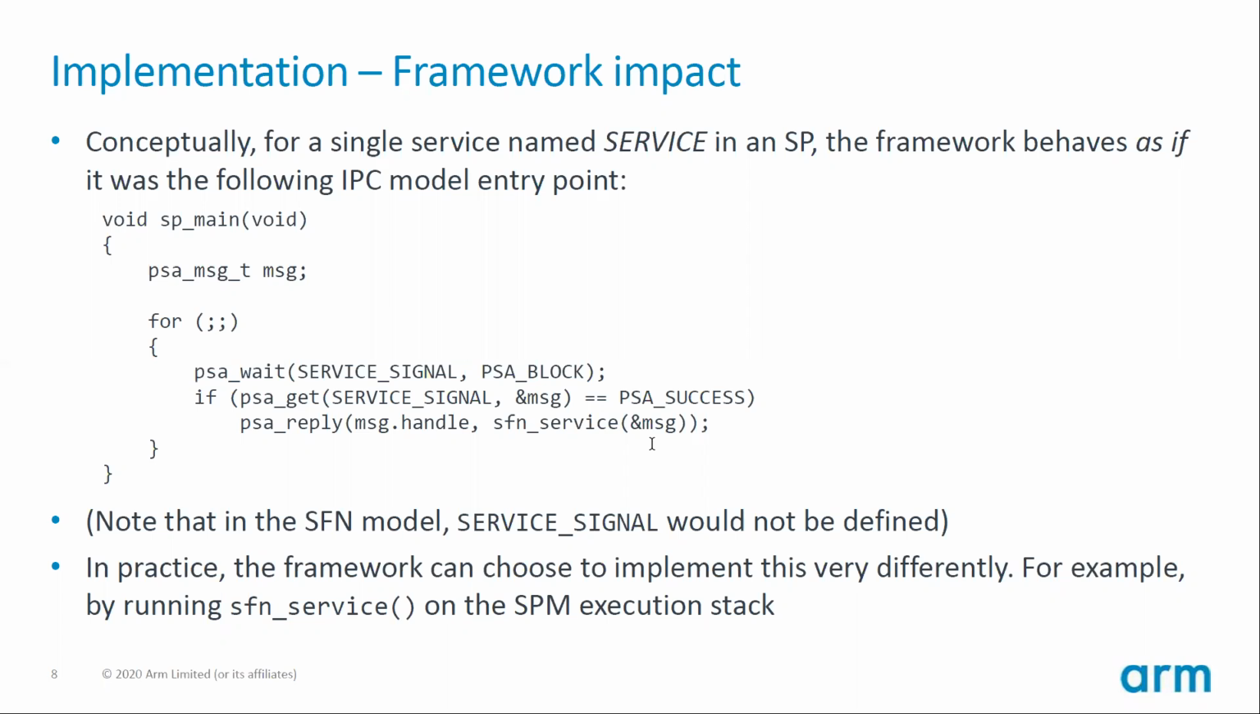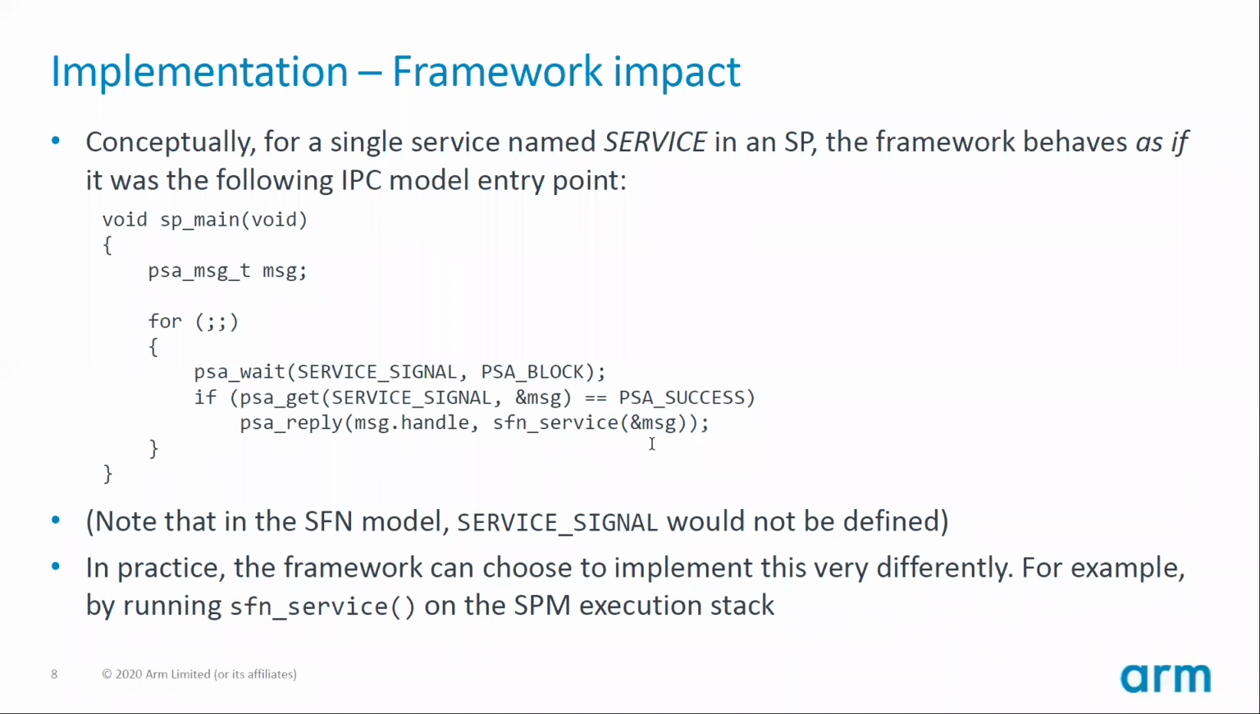So effectively, this is the additional work that the framework is doing in a secure function model when you have just one service. If there's one service, the framework behaves as if this is what was happening in an IPC model entry point: we're doing an infinite loop where we wait for just the service signal, and if we get a message for that service signal, we dispatch to the secure function service handler with the message, and we send that response as a reply to the original message.